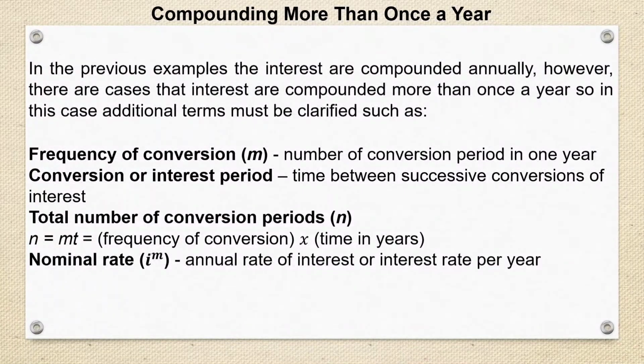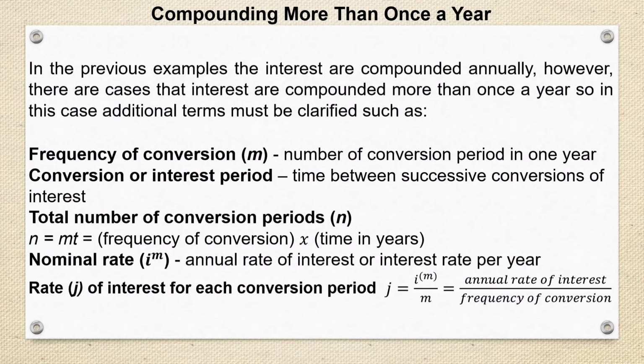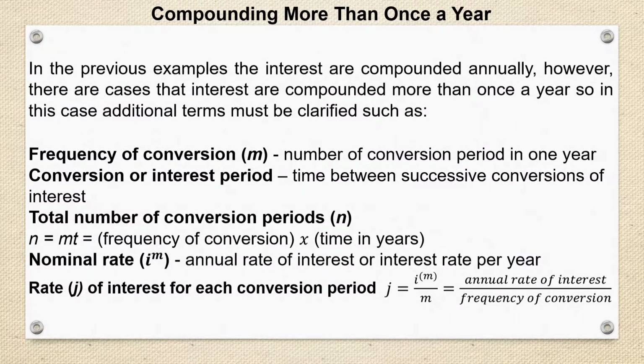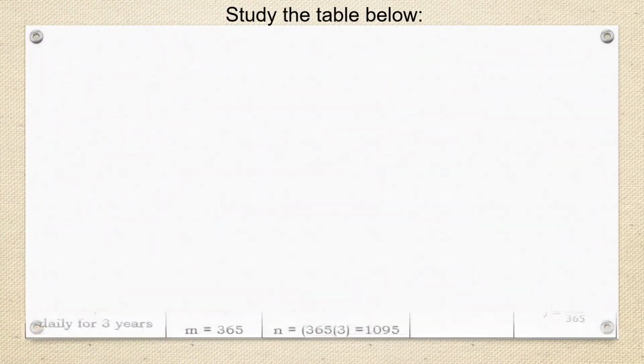So i raised to m, or i(m). Then the rate j of interest for each conversion period, which is j equal to i(m) divided by m, or the annual rate of interest divided by the frequency of conversion. Okay? So remember the different terms in compounding more than once a year. Okay, let's have a table here.